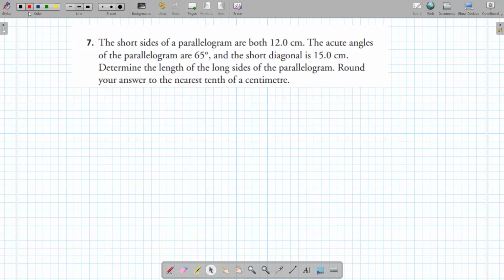So now we have a parallelogram. So let's say this is our parallelogram. Maybe I'll just draw it like this. Doesn't have to be super clean. Let's call this A, B, C, D.